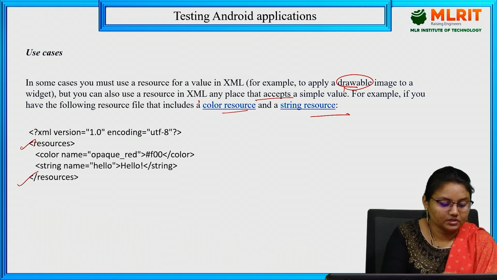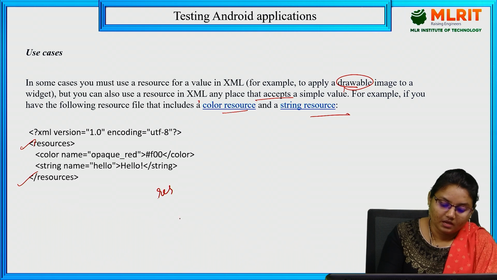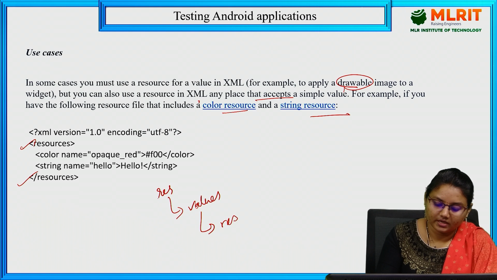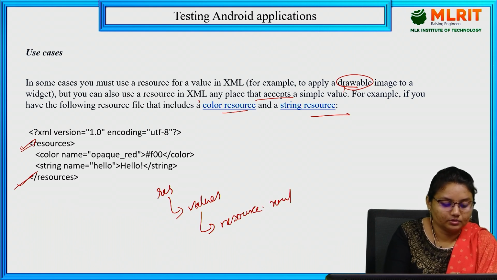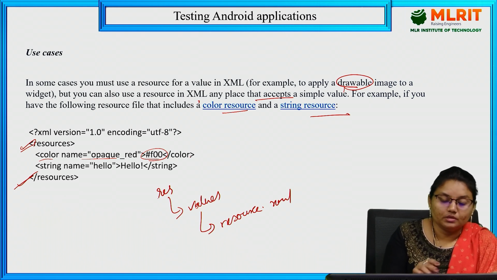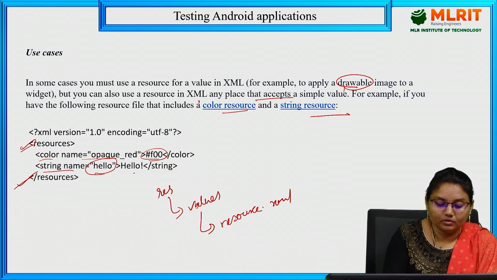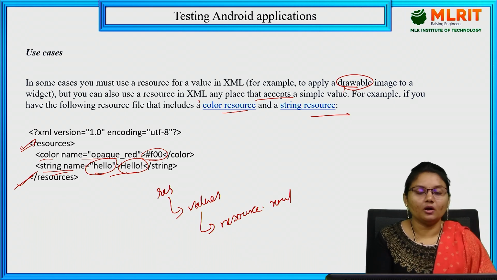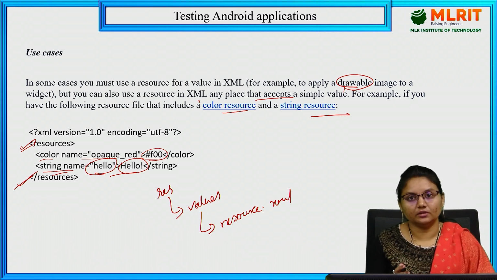Now in the resources, you will be having a values folder. In this you have something like resource.xml, say. If you open that, you will be having resources. Under that, a color name we have given. Color name is opaque red, and its value is #F0. Then close your color. Then string with the name hello, and what is the value? String name is hello, value is hello exclamation. So this is the value of the string. So in this way also you can define the values using your XML code.